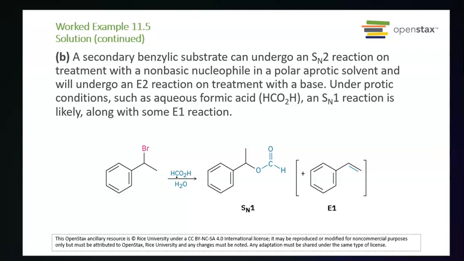And if it were to act as a base, then you only have one beta hydrogen. Oh, sorry, the beta hydrogen is on only one side of the carbon atom here. The other side we do not have any beta hydrogen atoms. So if you remove that, you get the E1 product.